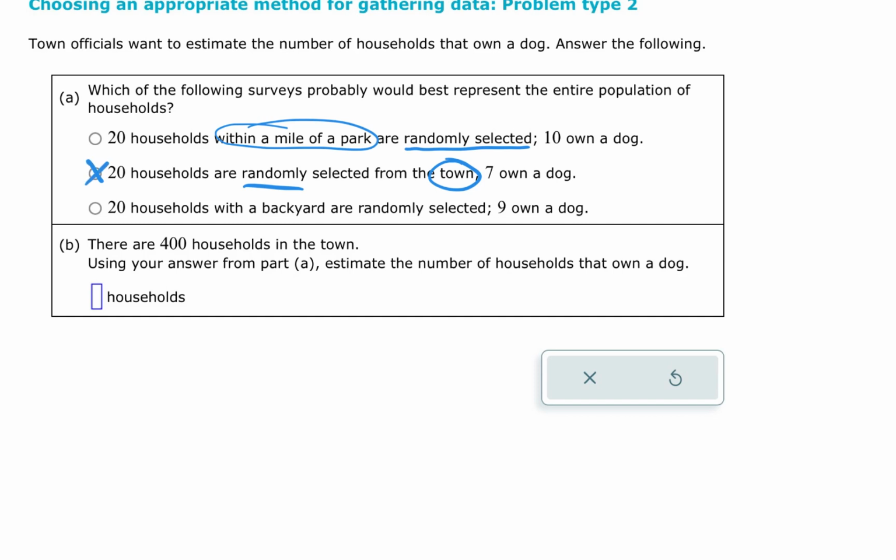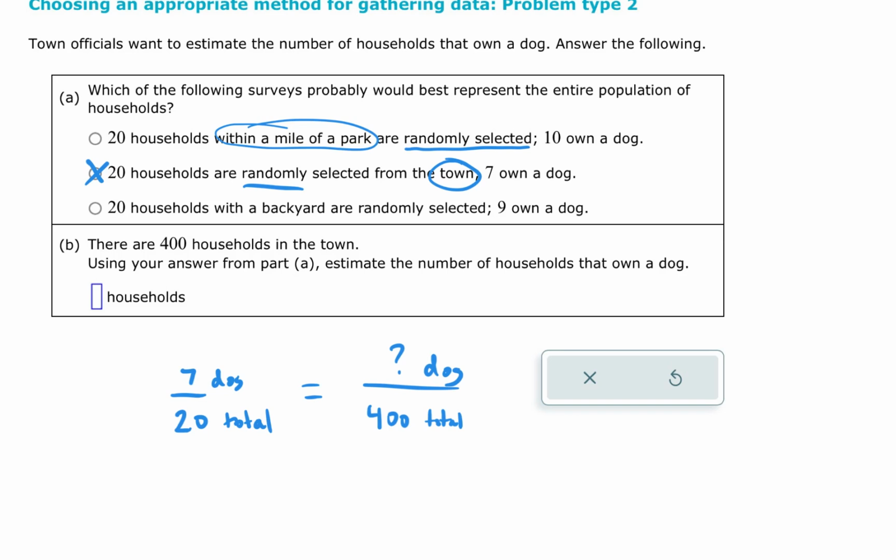Part B, there are 400 households in the town. Using your answer from Part A, estimate the number of households that own a dog. We're going to set up a proportion. In our survey, 7 owned a dog out of 20 total. So this was dog, this was total. And that's going to be equal to 400 total. And we don't know how many are going to be owning a dog.